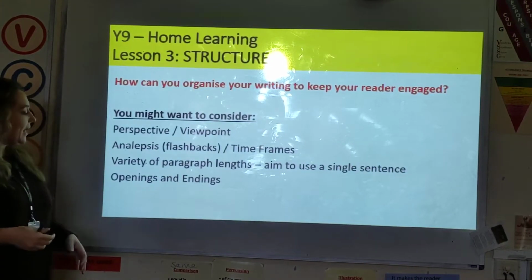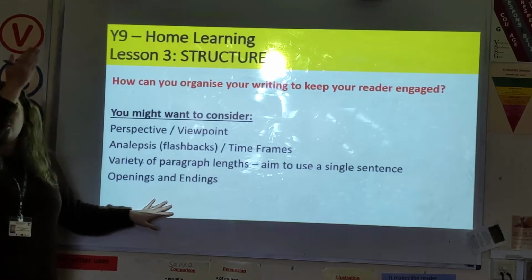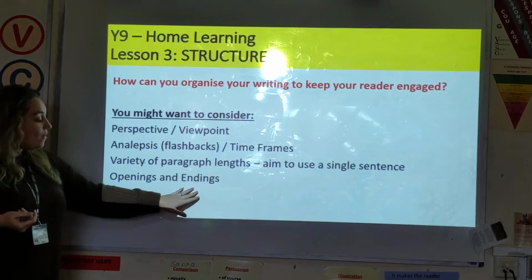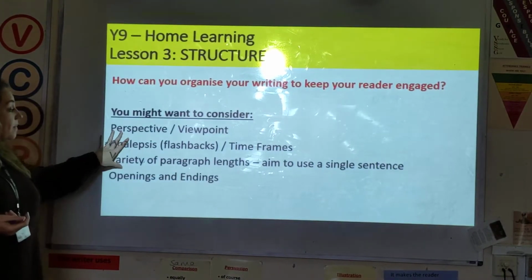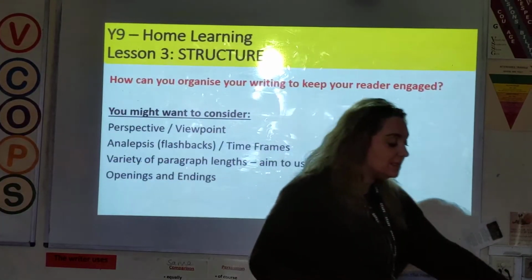And then think about your openings and endings. It might be that you want to link your ending to your opening, so you've got a bit of a cyclical structure. Think about your ending and how you can use it to contrast or juxtapose your opening. So think about those things as you're pulling your writing together over the next couple of lessons.